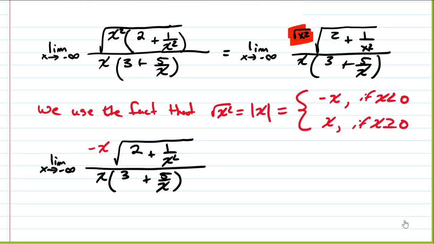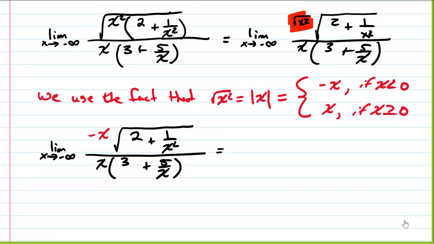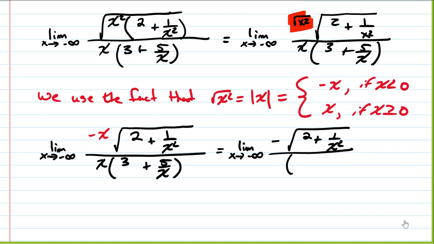So now when that reduces, which it still does, instead of being positive 1, what do we get this time? Negative 1. So those reduce out and we get the negative square root of 2 plus 1 over x squared divided by 3 plus 5 over x. So now we can finally take the limit as x goes to negative infinity. That's 0, that's 0. So then we have our negative square root of 2, and then our denominator is going to be 3.